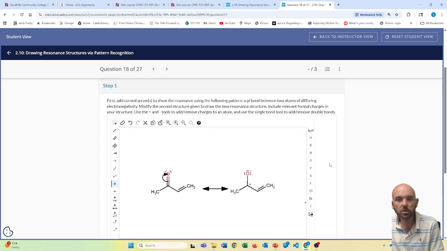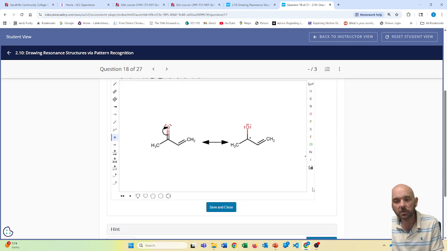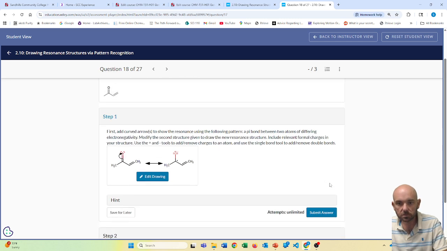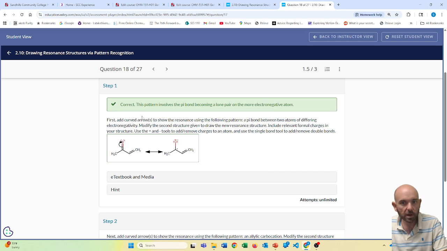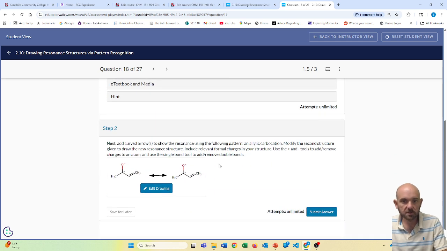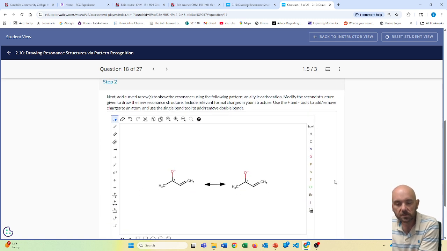And that should be all we have to do for that first step, because the first step is asking for pi bond between atoms of differing electronegativities. I'll click Save and Close, submit answer, make sure we're right there, and we're right there. And then step 2 opens up and it says, next, add curved arrows to show the resonance using the following pattern, an allylic carbocation. So in this case, allylic carbocation means a pi bond 1 sigma bond away from a carbocation. And in that resonance structure, we'll see the pi bond moving here instead of its current position.